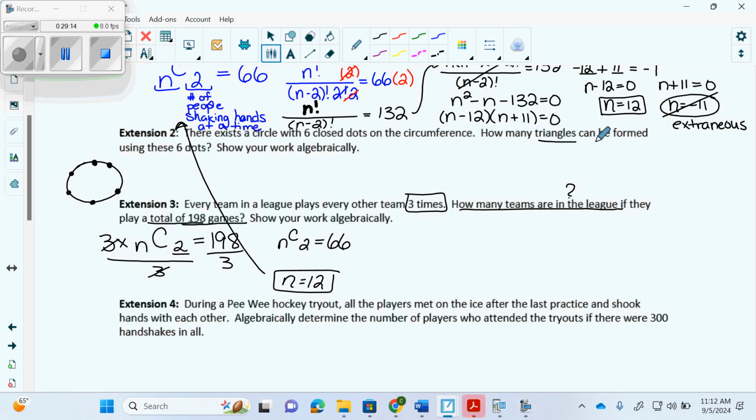How many dots do we need to make a triangle? 3, right? Now we have to decide. Most people know it's going to be 6C3 or 6P3. They're just not sure which one. So we have to think, does order matter? So if I pick the triangle like this, or I pick the triangle like this, or I pick the triangle like this, did it make a different triangle? No. So is it C or P? C, because order doesn't matter means C, right? Combination. So we're going to go 6C3, which is 20, I believe.